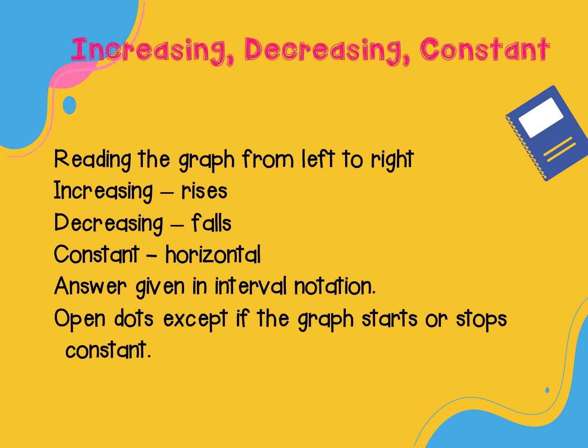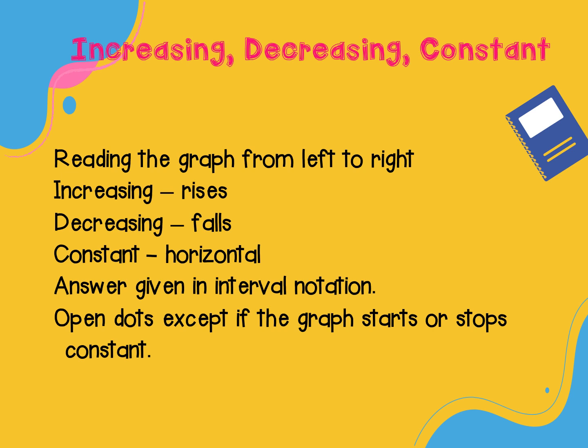So think of the increasing as sort of like a positive slope. It's going to be the part of the graph that rises from left to right. The decreasing part will be like a negative slope. It'll fall from left to right. And then the constant is just going to be a horizontal line, a flat line. All of our answers, again, are going to be given in interval notation.